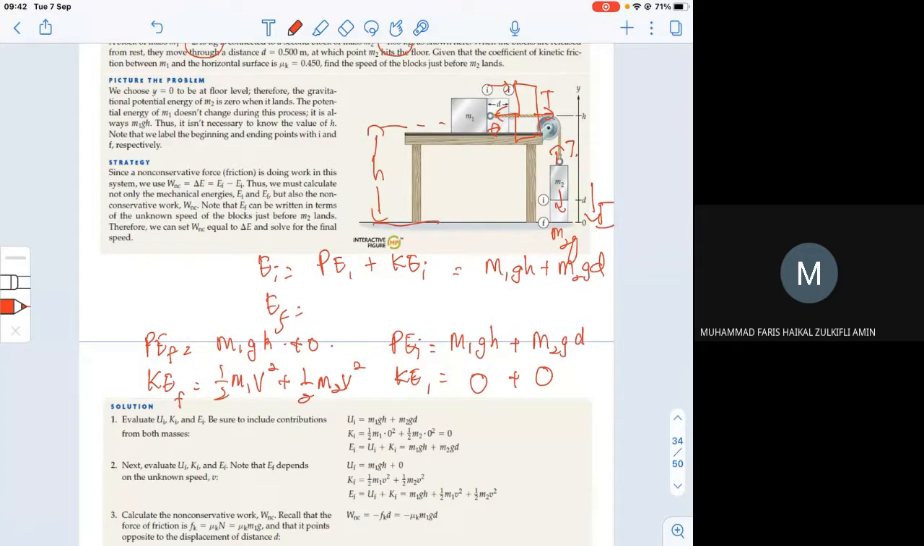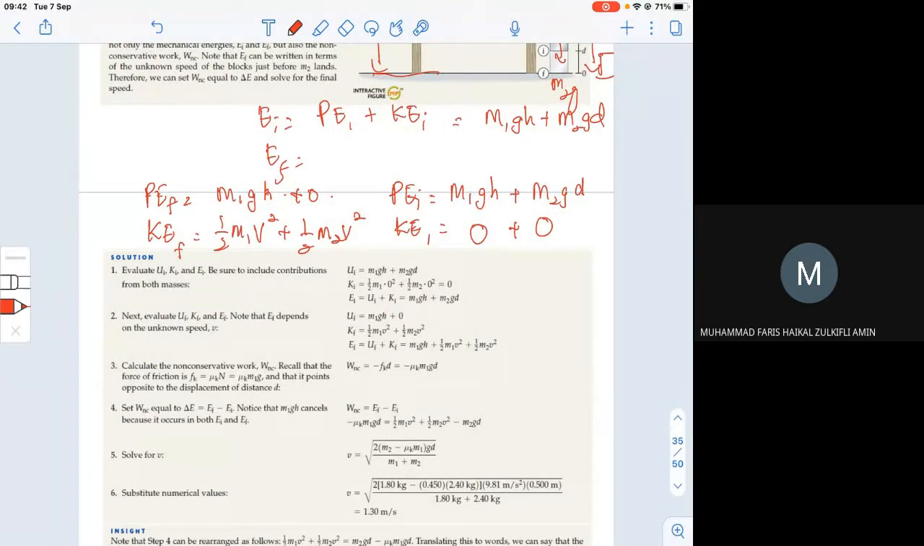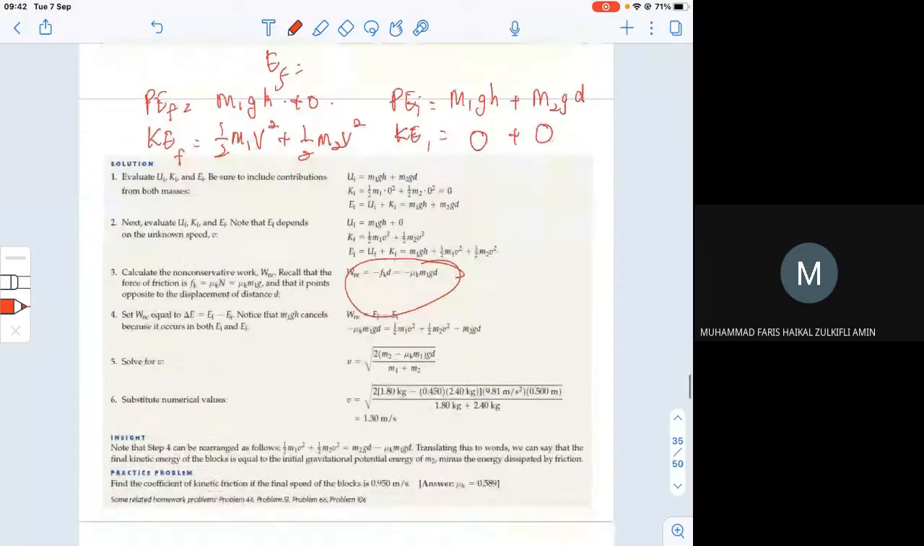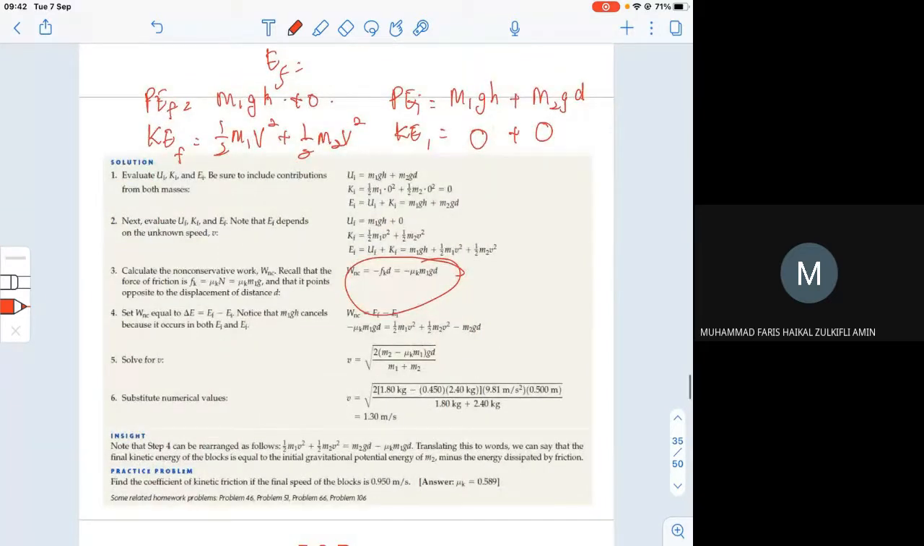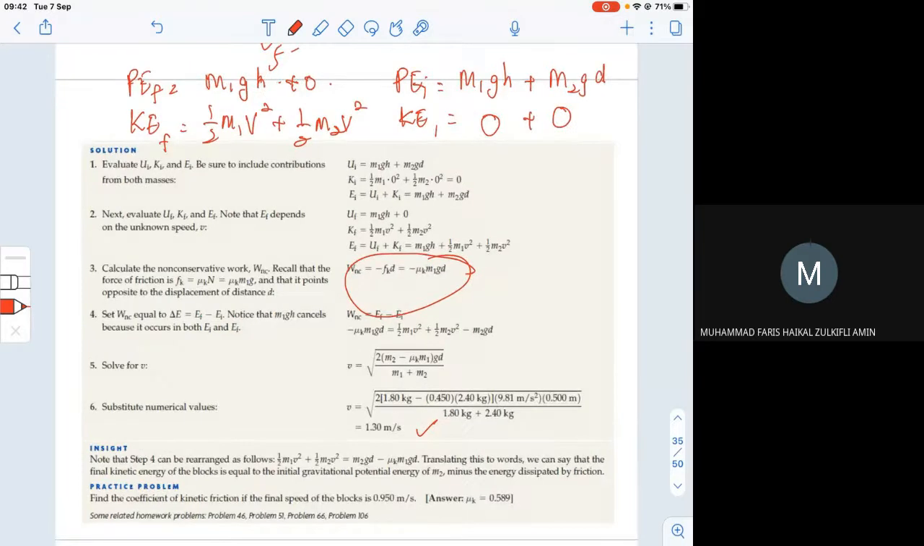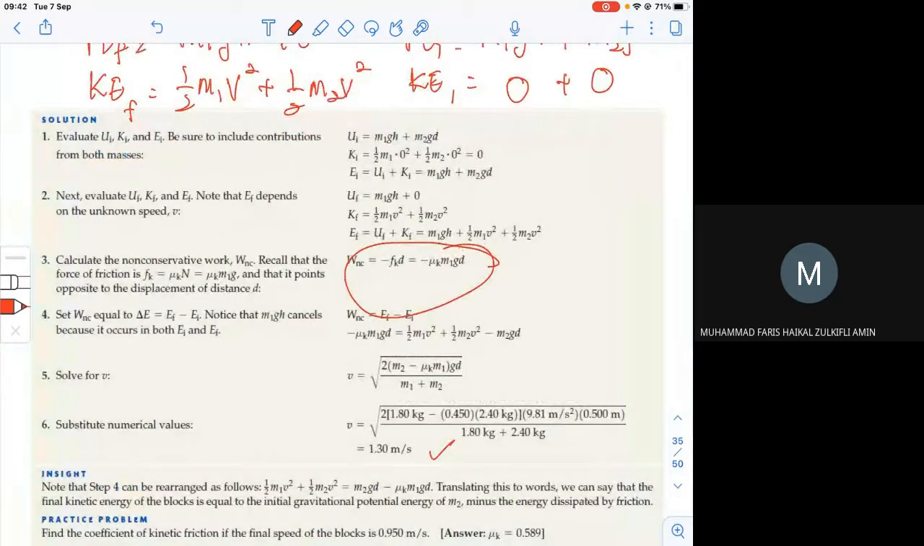So we take everything into our considerations, samakan dia, tolakkan dia. So that is our value, the non-conservative value, until we can get the value of V that is equivalent to 1.3 meter per second. That is the one thing that you can do. You can always refer to these examples. It's very good examples to understand the concepts of non-conservative force.